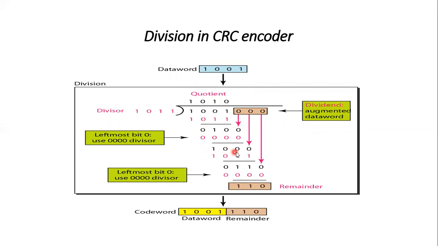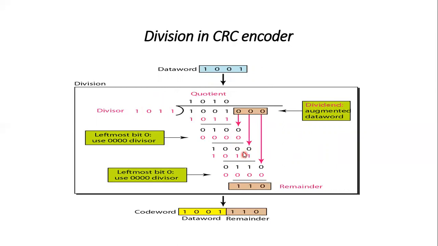Now here we have 2 digits. Therefore again we bring down this 0 here, and we add a 0 here. Now we bring the 0 here. Now again we add the 0 here. So 1 times 1011 is 1011. Then again apply the exclusive OR operation.